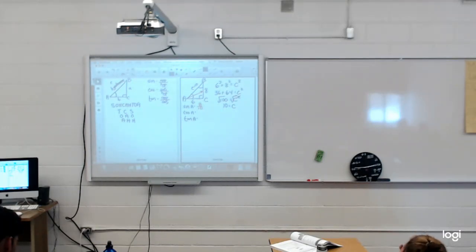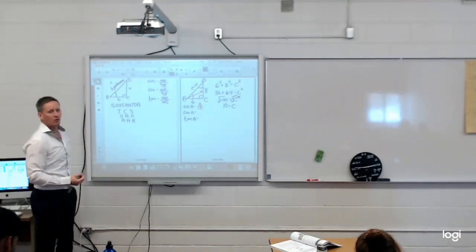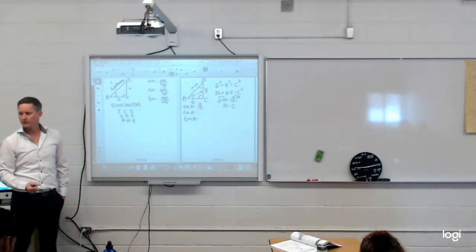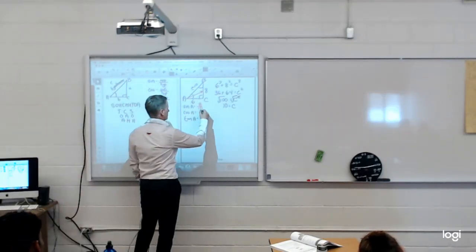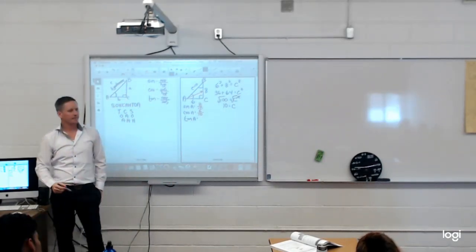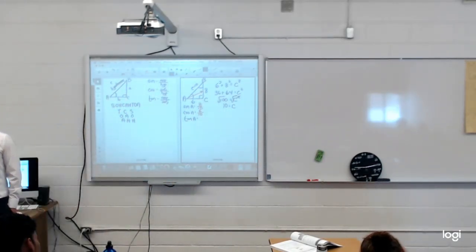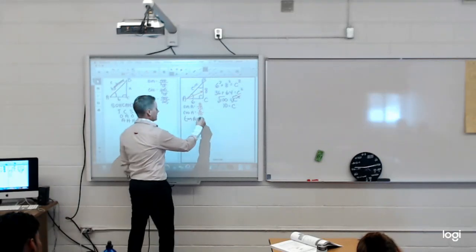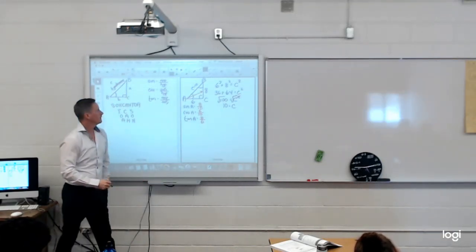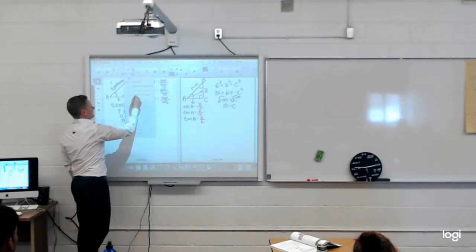Okay, somebody else in here. Give me what the cos of A is then. Put up your hand if you have it. Go ahead, Cara. 6 over 10. Well done. Okay, so far? Emma, what do you got? 8 over 6. Well done.